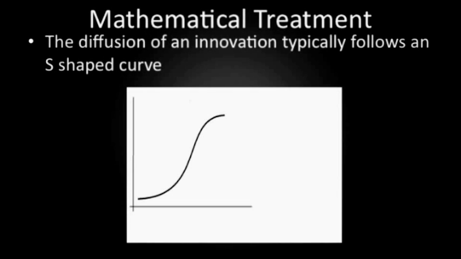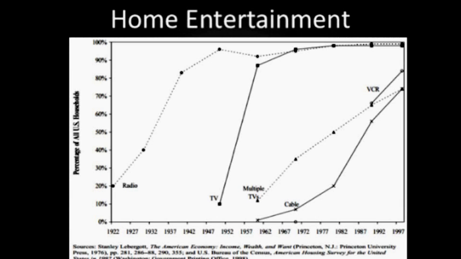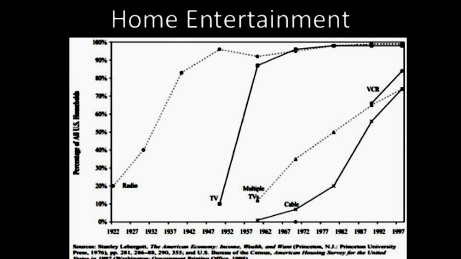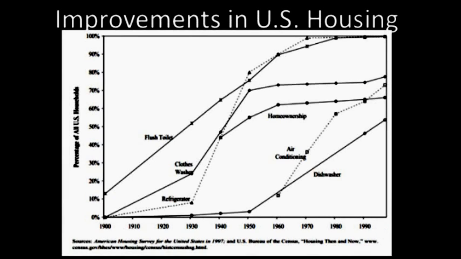The diffusion of an innovation typically follows an S-shaped curve. Successful innovation goes through a period of slow adoption before experiencing a sudden period of rapid adoption and then a gradual leveling off, giving off the S-shape. The following trend shows several different examples of how an S-shaped curve can look like. Home entertainment, for one example, as well as improvements in U.S. housing. Here you can also see several different S-curve shaped curves.